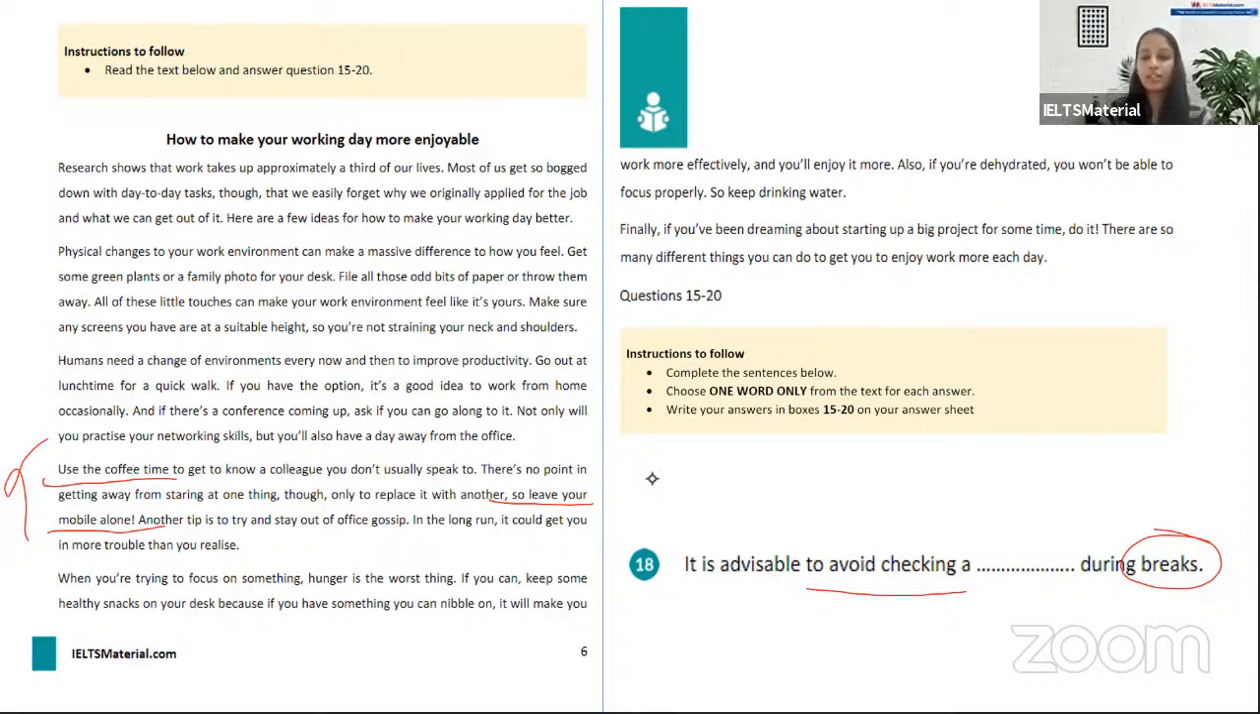So we are using our coffee break, right? And it's advisable that you use that time to talk to a colleague and leave the mobile alone. That's your answer. So I'm sure this is clear to you. Let's solve the next question.